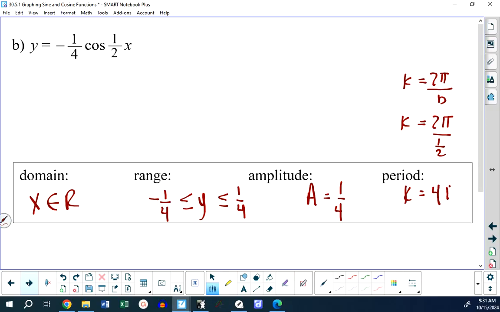which is 4 pi. How many of you still figure out the period, though, with a stretch? I'm just curious. I mean, if you do, that's fine. That's okay. There's nothing wrong with it. Are we okay with B?